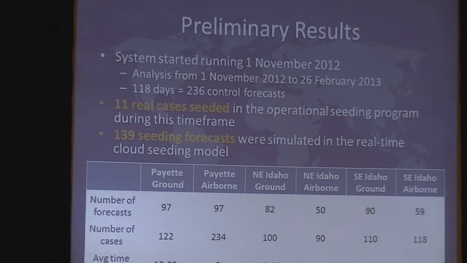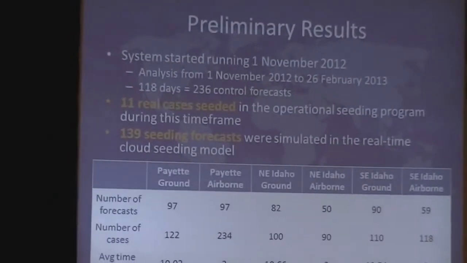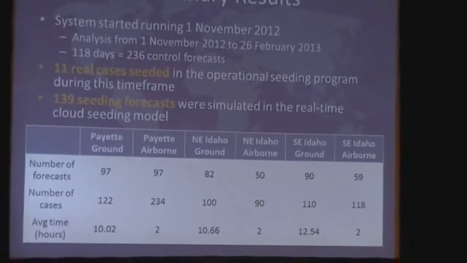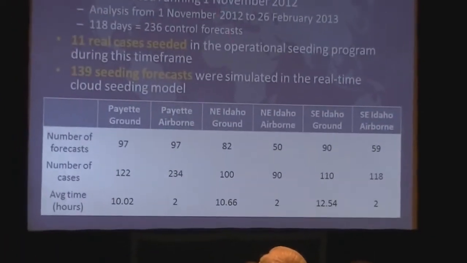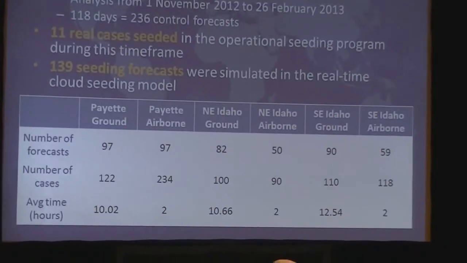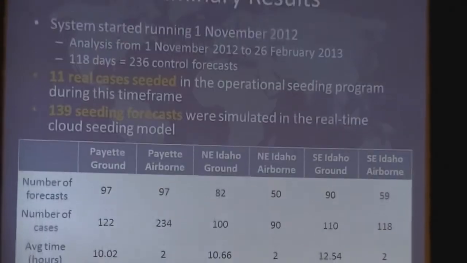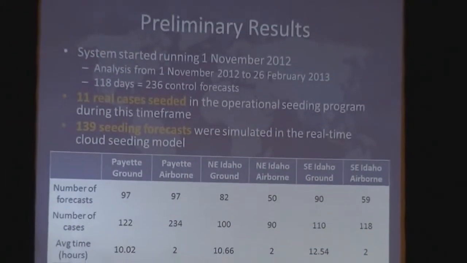So we started running this system on November 1st, 2012. We've been running it all the way through the winter season, and we're just now starting to wrap up. I think we stopped running the seeding model at the beginning of April. We've done some statistics here that go through February 26th. As I said, there are 2 forecasts each day, so we've had 118 days so far, which equals 236 control forecasts.